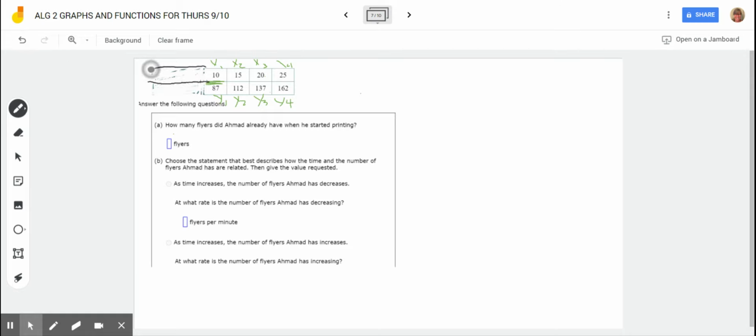Okay, there. And we need to go back in time. We don't want to start at 10. They're asking us to start at 0 when he started printing. Okay, so notice the x's are increasing by 5. So let's just go 5. And now I'm at 0. Woo! Now I need to figure out what are these doing.